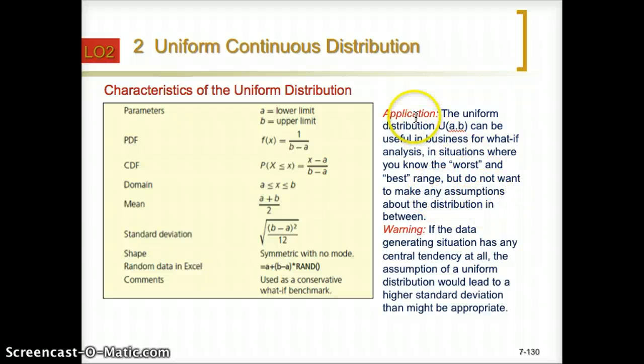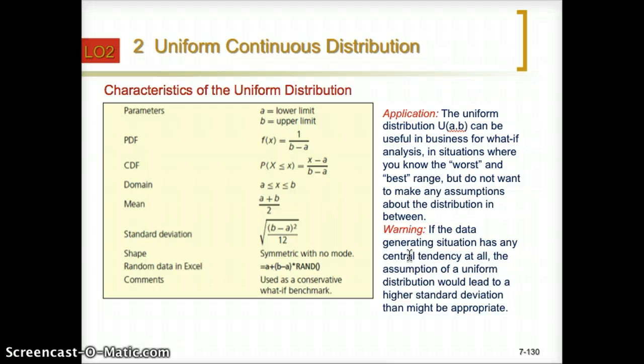And the other reason for people to use the uniform distribution is because this is a very simple distribution. So we don't need to make any assumption about the distribution between the lower bound and the upper bound. However, because of that, when we are using the uniform distribution, we very probably have missed a lot of important information.